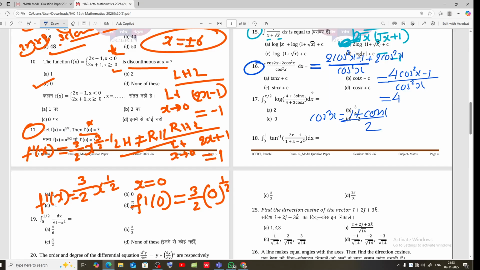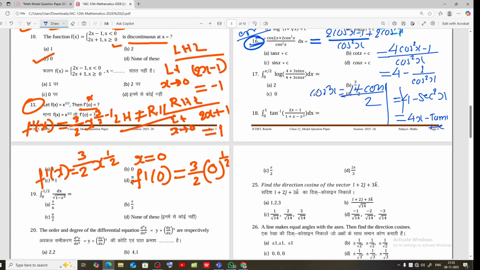This equals 4 minus 1 by cos square x, which equals 4 minus sec square x, and then we integrate. The integration of 4 is 4x and of sec square is tan x, plus c. But you don't have this in any option. That means the question has an error. This question has an error.